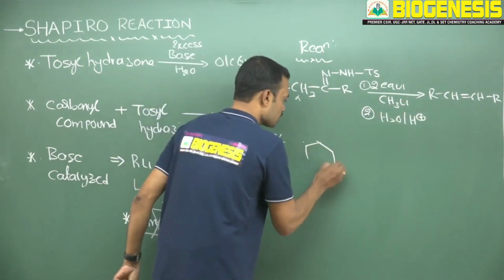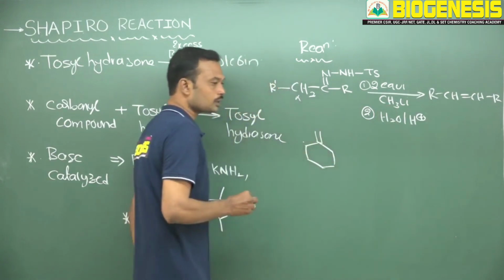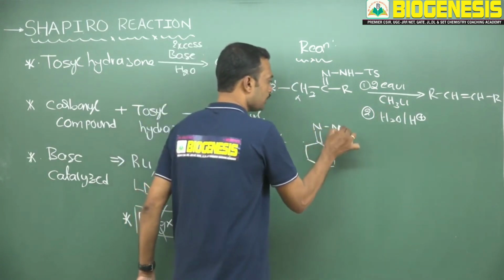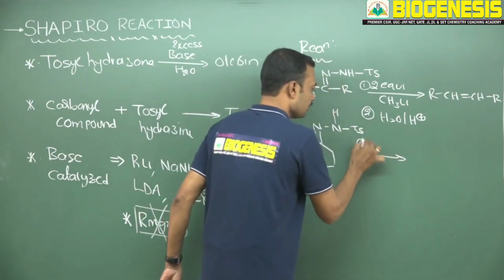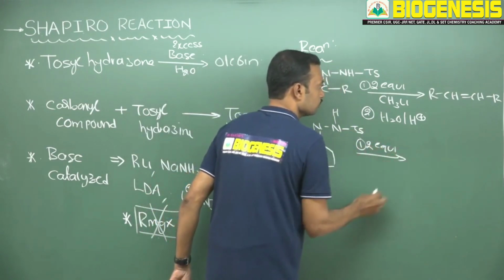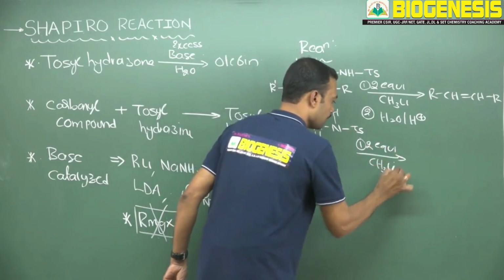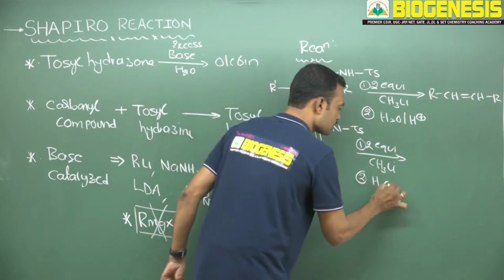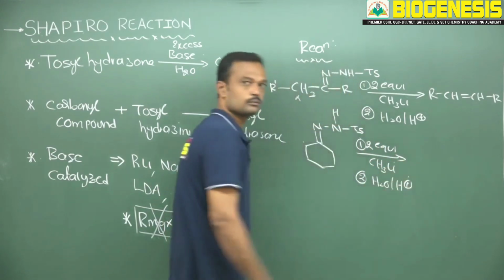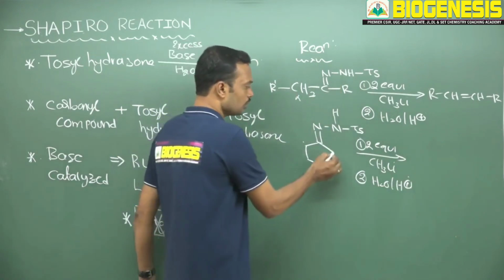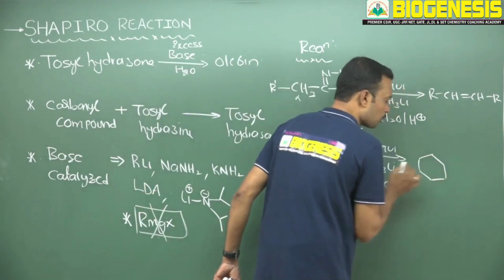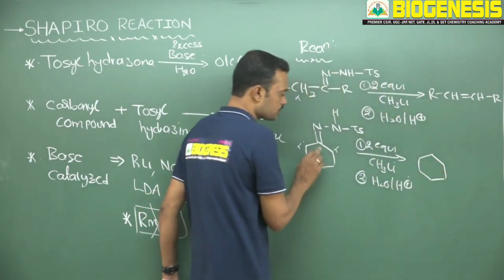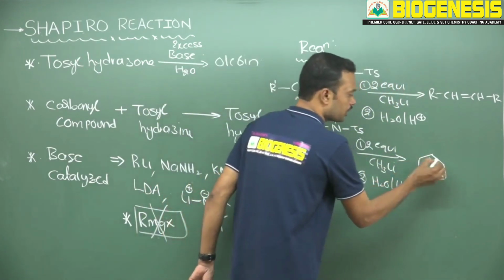Not only this, we can even take a cyclic molecule. Here nitrogen, and here also I am taking nitrogen. This is Ts. Now same, two equivalents of lithium OMC, and further hydrolysis in the presence of acid medium. Now see the product involved in this reaction. Here this is alpha, here also alpha is there. So try to insert a double bond between the alpha carbon and the carbonyl carbon. So here we are getting the answer.